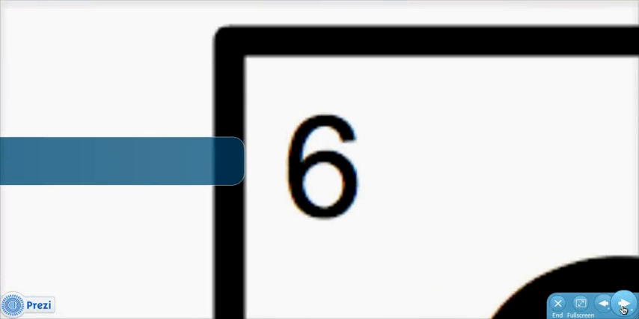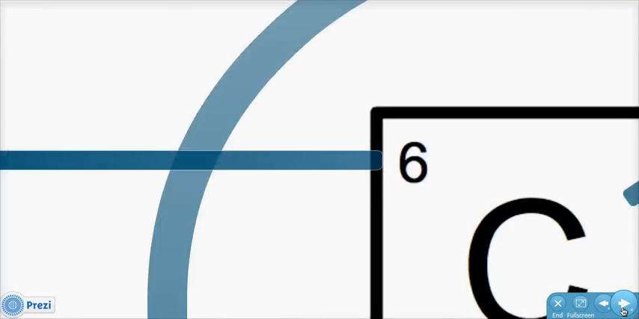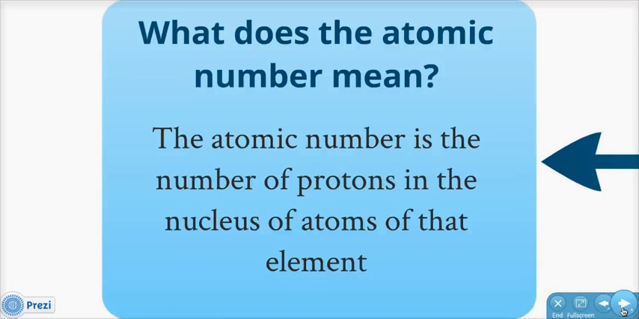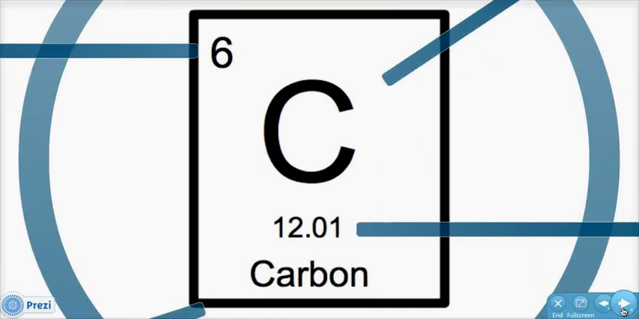Then we have the atomic number. The periodic table is arranged in order of increasing atomic number, so this one's pretty important. What it tells us is the number of protons in the nucleus of atoms of that element. So the 6 for carbon means that there are 6 protons in an atom of carbon.